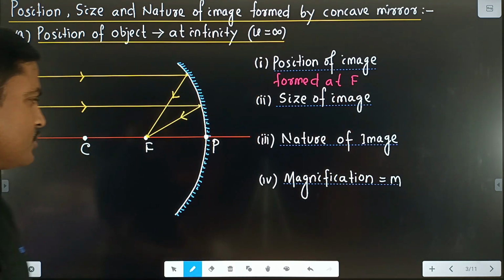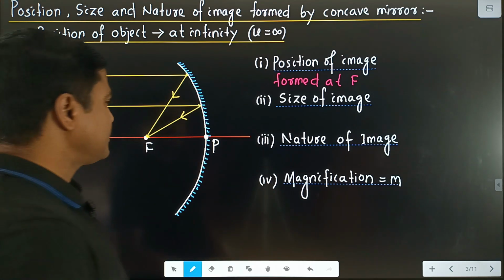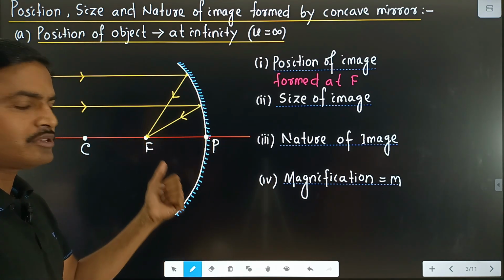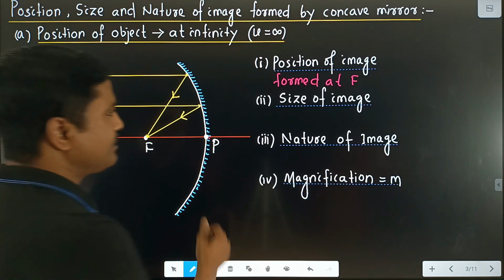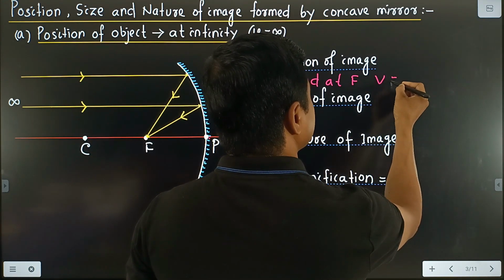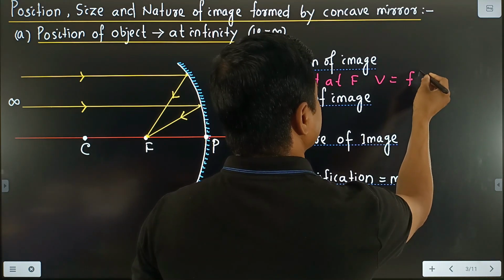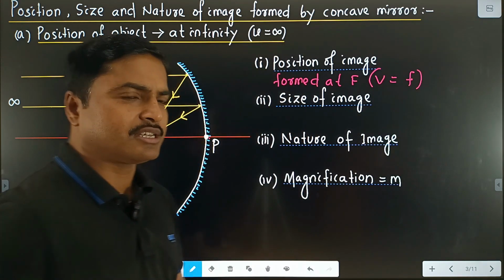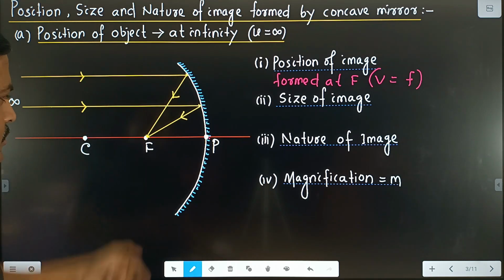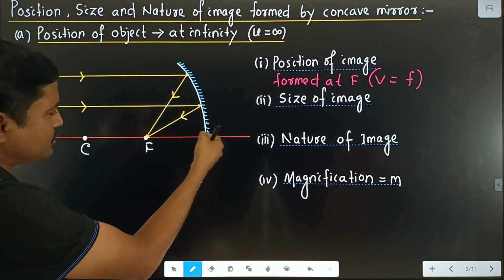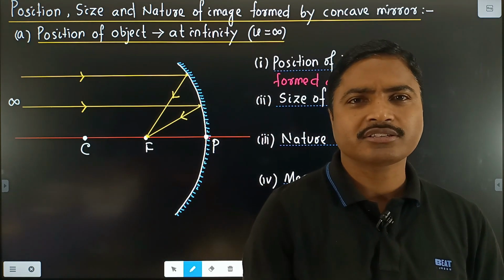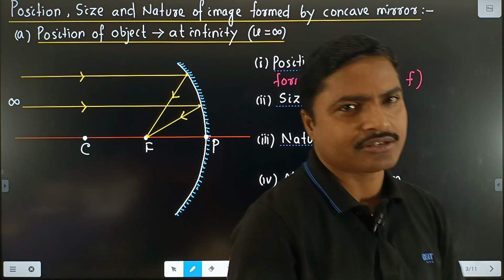Image is formed at focus means, what is the image distance? Image distance is equal to the distance between pole and the position of the image, and in this case that is PF. So for image distance, we write the symbol V. V is equal to F, and we put minus F, because this is the direction of the incident ray, and we measure P to F just in the opposite direction. So in place of F, we also write minus F if we put the sign convention.